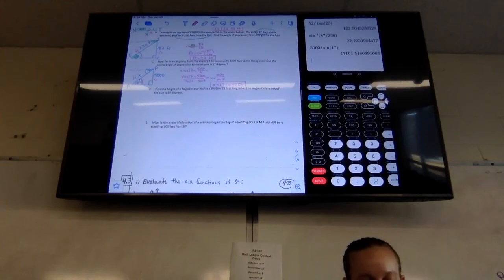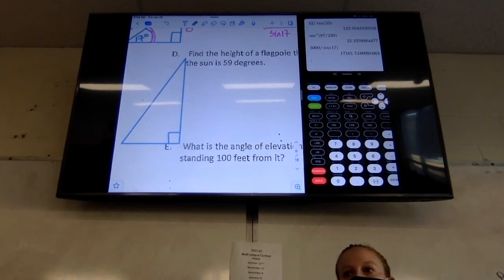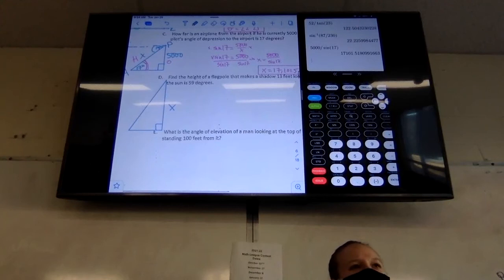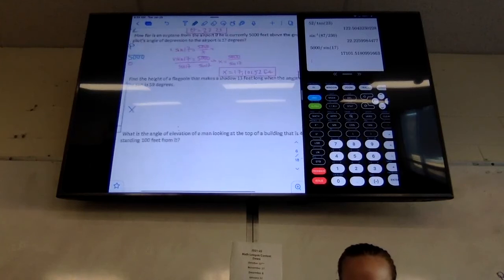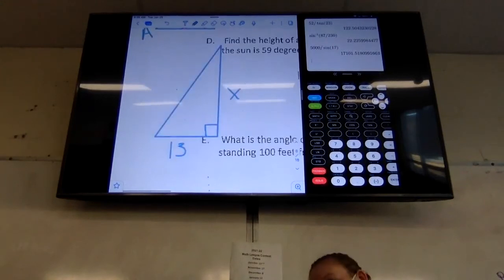Letter D says, find the height of a flagpole that makes a shadow 13 feet long when the angle of elevation to the sun is 59 degrees. All right, draw your picture, see what you label it. It says, find the height of the flagpole. What distance is that? The vertical distance. And then it says my shadow is 13 feet. Where is that? Good, it's like flat on the ground. And it says find the height when the angle of elevation is 59 degrees. Where does 59 go? In the bottom.